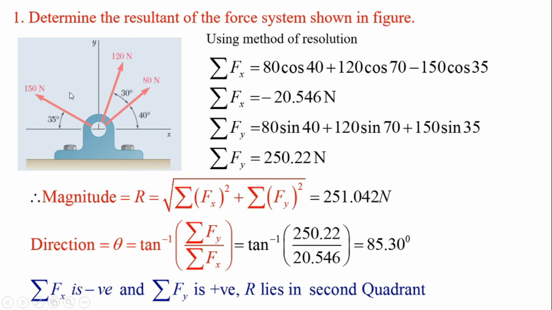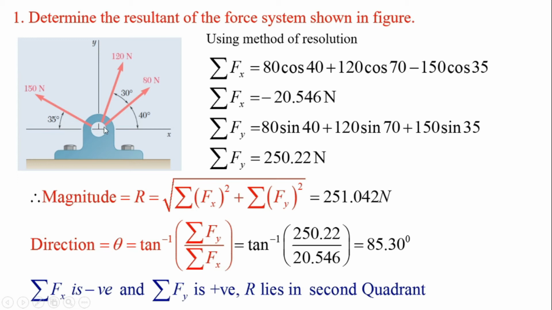Now, the third force, x component of the force is F cos theta, 150 cos 35. Now, the force is acting in the second quadrant. So, this is a pull type force in the second quadrant, x negative, y positive. So, you can use negative sign for the x component.